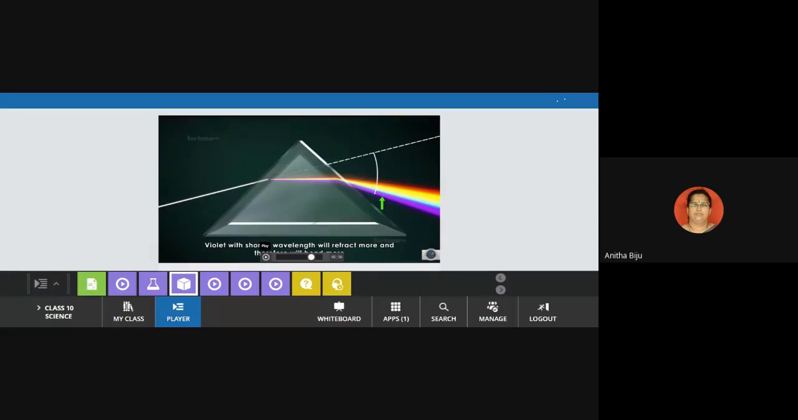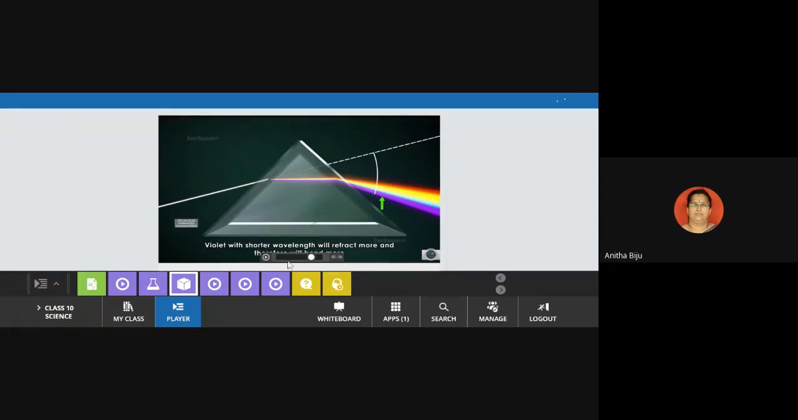So what does it mean? Wavelength less and frequency more. Wavelength less means frequency more, because wavelength and frequency are inversely proportional to each other. So violet with a shorter wavelength will refract more and therefore it bends more. That means violet has minimum speed. Okay, violet has minimum speed. That's why violet color deviates maximum, because it has a shorter wavelength. So this is related to refraction through a triangular prism.